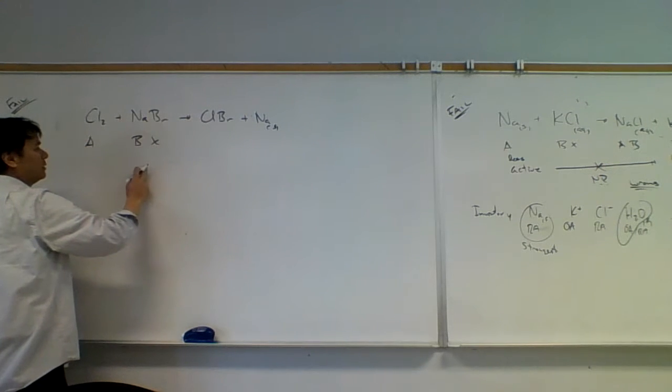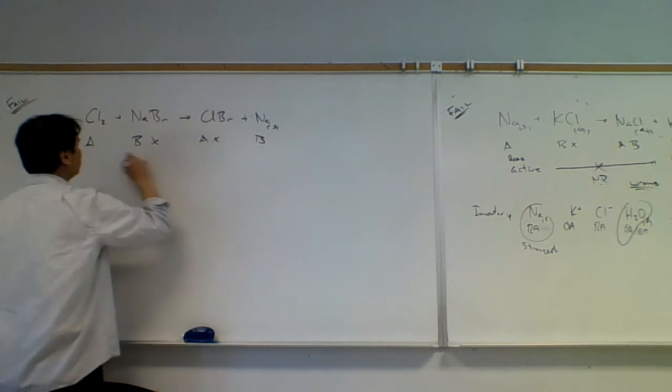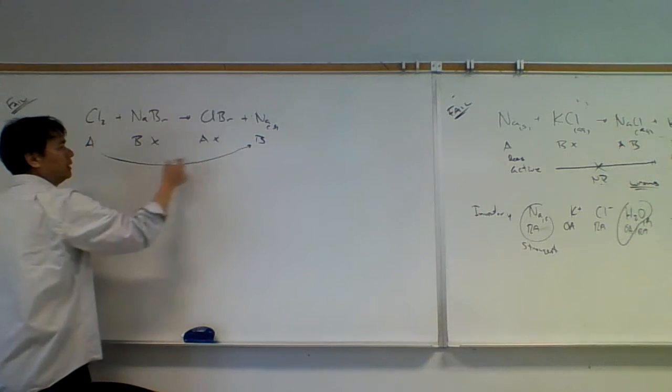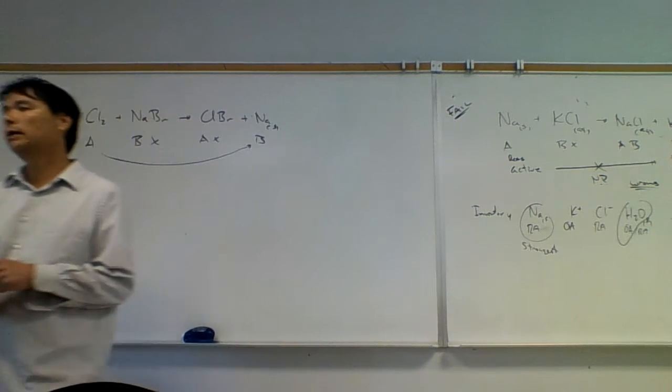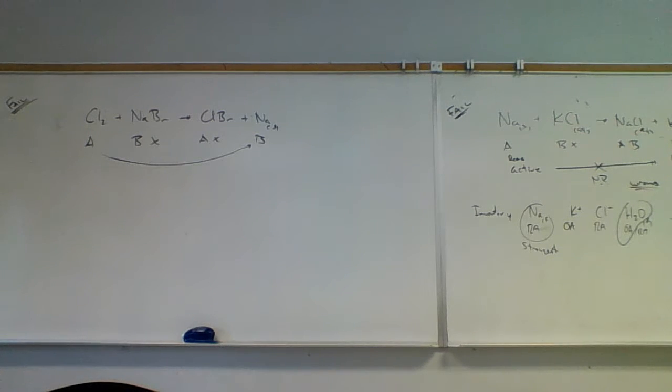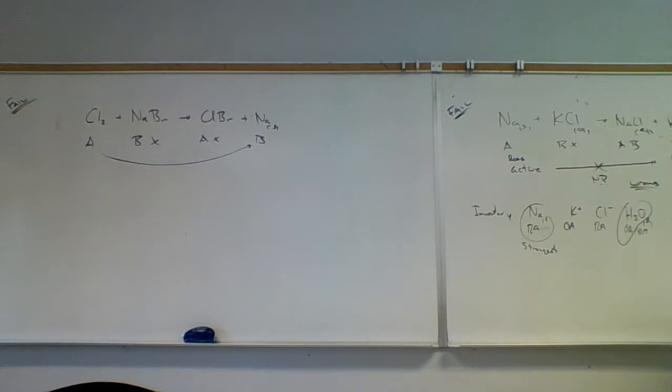Chlorine bromide is a weird one. That's our AX. And so we compare this and we say, okay, we're going from A to B, which means we're going from, well, which one's more active? Chlorine or sodium? Yeah, according to the chart, sodium. Where's chlorine? Is chlorine here? No, chlorine's not here.